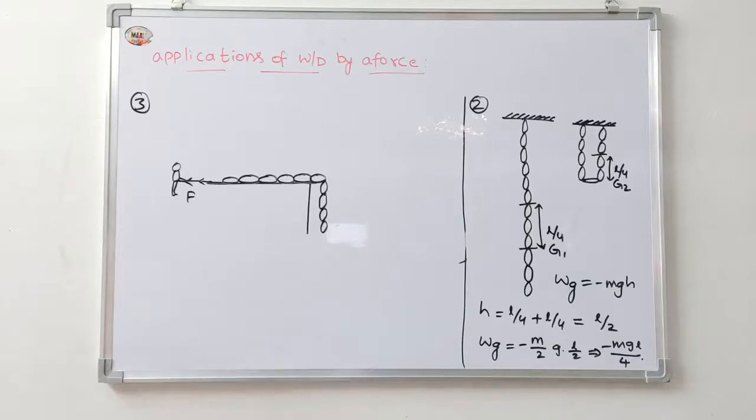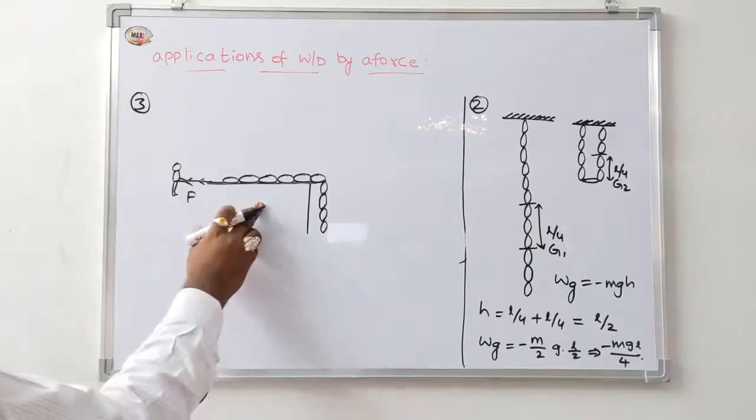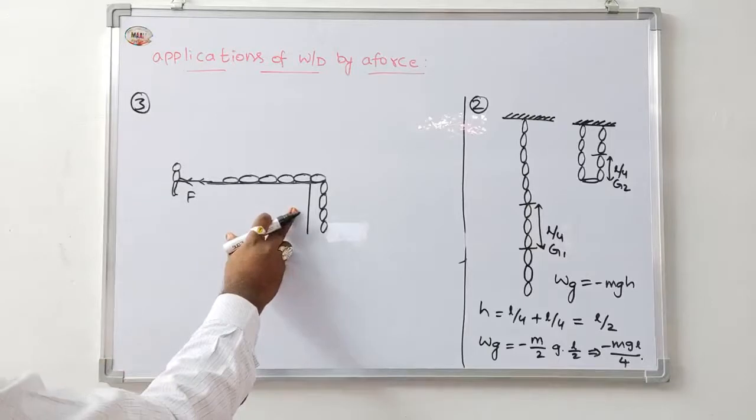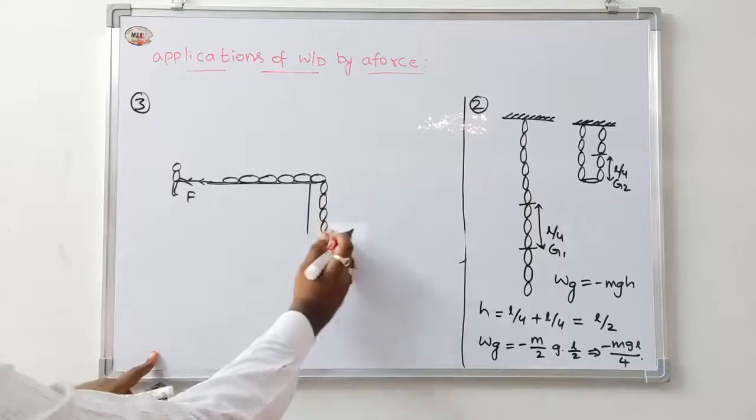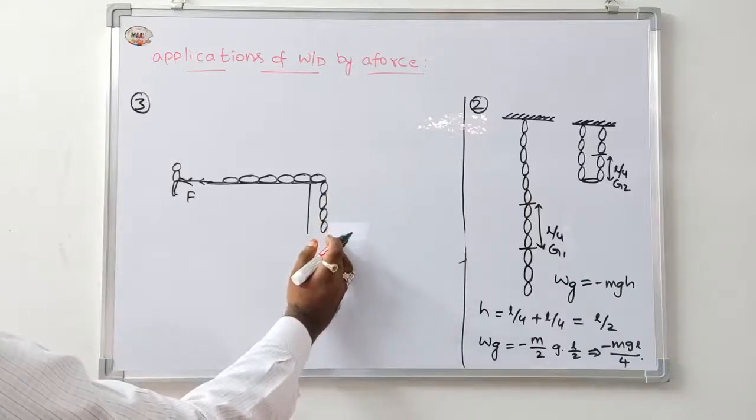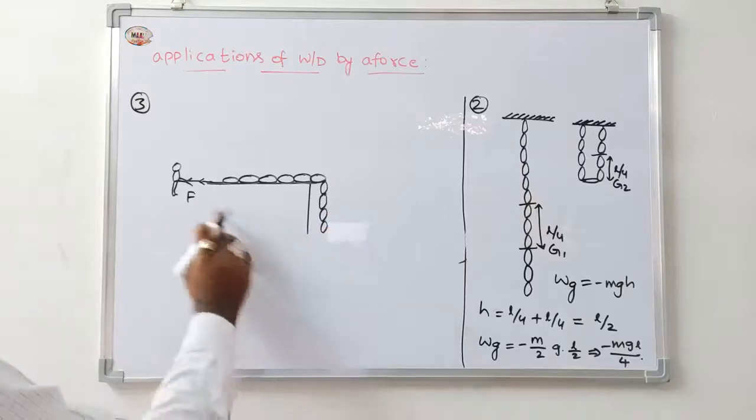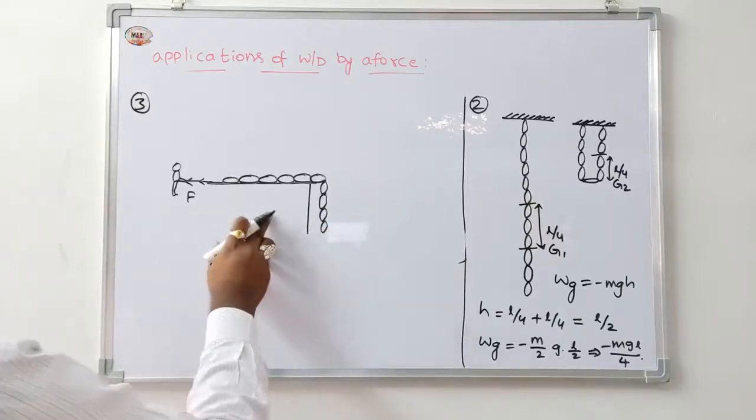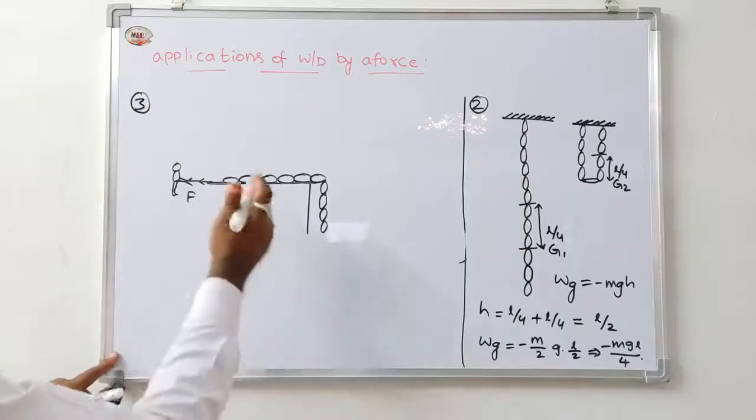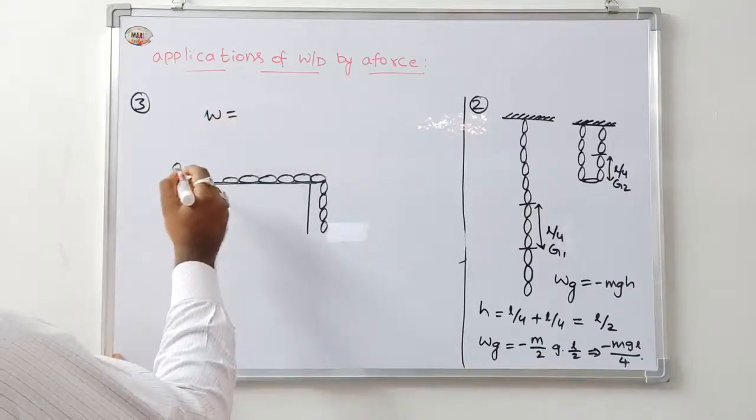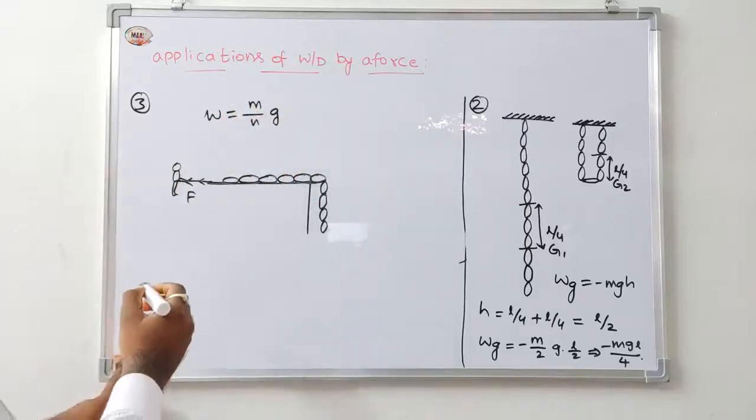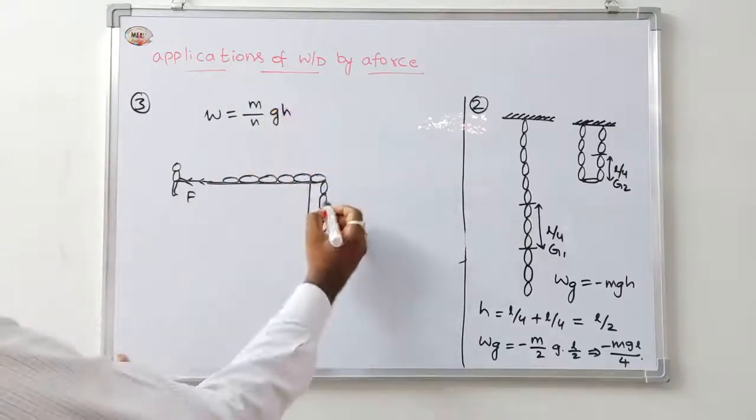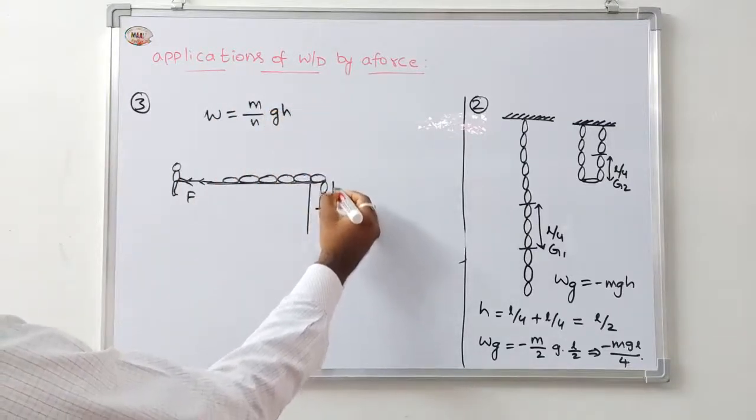A uniform chain of mass m and length l rests on a table having 1 by nth part of its length hanging down from the edge of the table. The work done by the pulling force to bring the hanging part of the chain onto the table is W equal to m by n into g into h. The h is the height gained by the center of gravity.